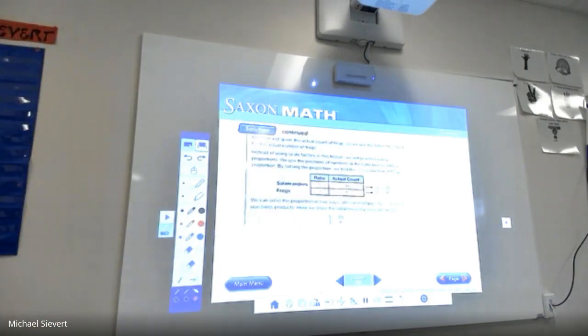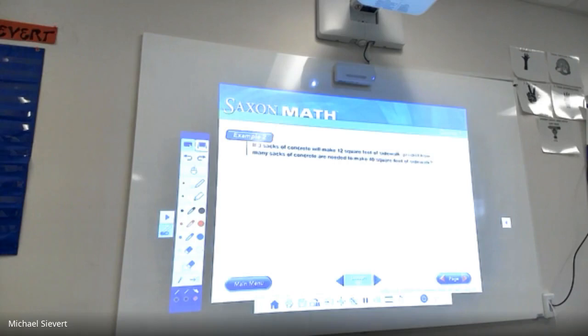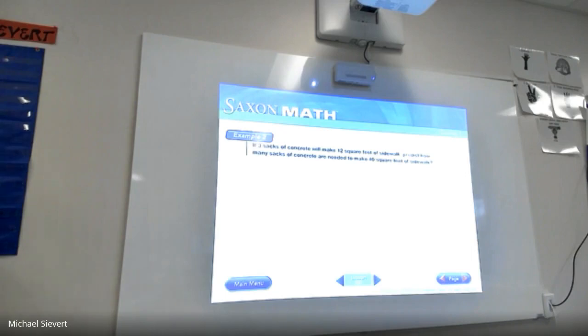So now example 2, and I think this is going to be the last one because I remember only seeing 2 examples. If 3 sacks of concrete will make 12 square feet of sidewalk, predict how many sacks of concrete are needed to make 40 square feet of sidewalk.